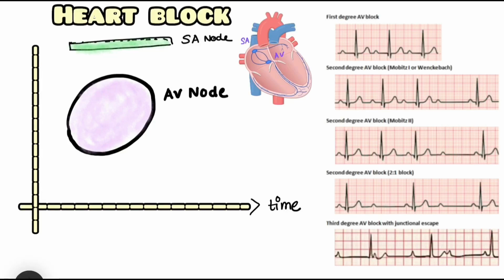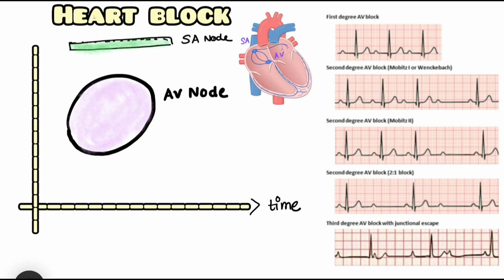In this video, let us learn about heart blocks. Heart block basically means there is some kind of blockage in the electrical conduction pathway of the heart. The most common site of this blockage is the AV node. Hence, heart block is also known as the nodal block to signify the AV node, or junctional block, the junction between atrium and ventricles.